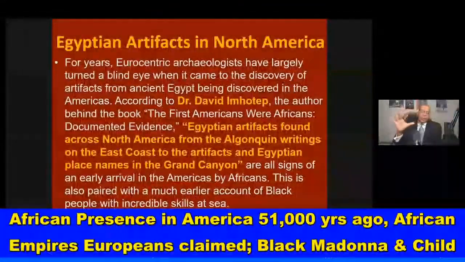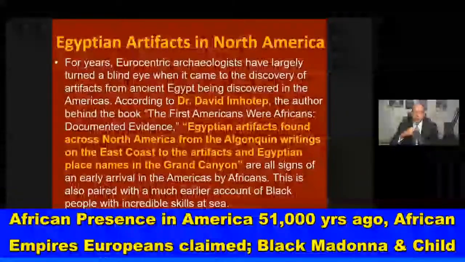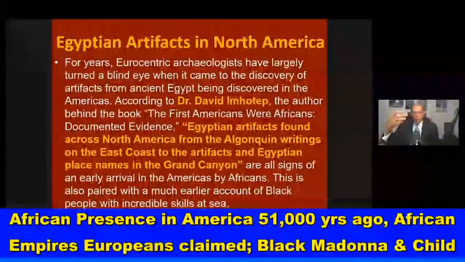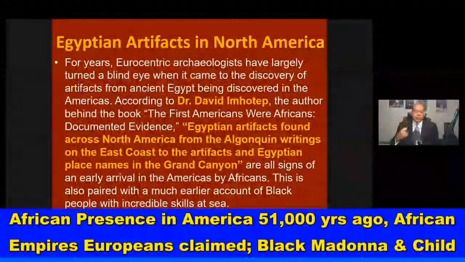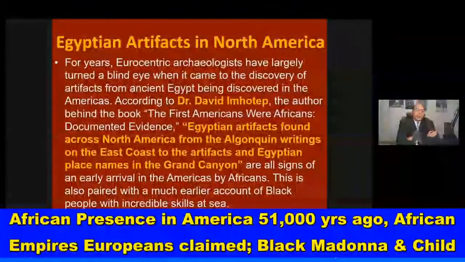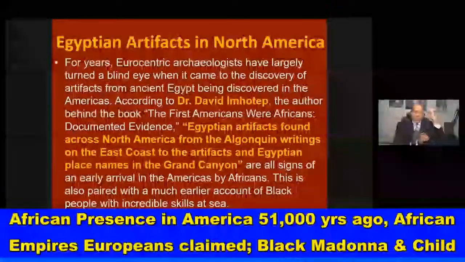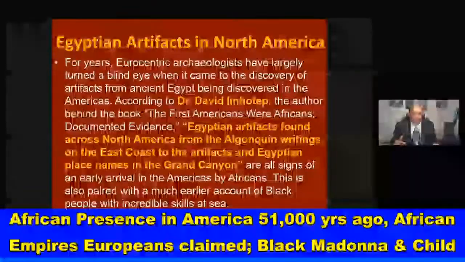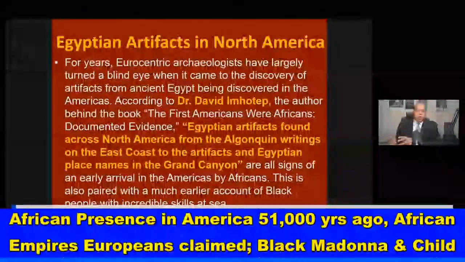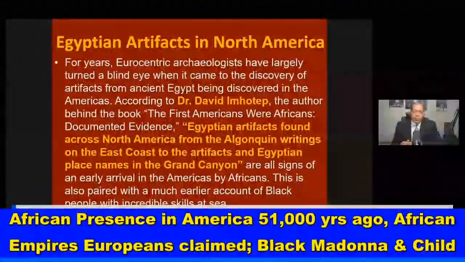Now, we know Columbus never came to the land we call the United States of America. The closest he comes here is 90 miles away, but he's in the Caribbean. He's in Central America. So he's in the Americas, but he never comes to the land we call the United States of America. Now, if we look at Egyptian artifacts in North America, for years, Eurocentric archaeologists have largely turned a blind eye when it came to the discovery of artifacts from ancient Egypt being discovered in the Americas.